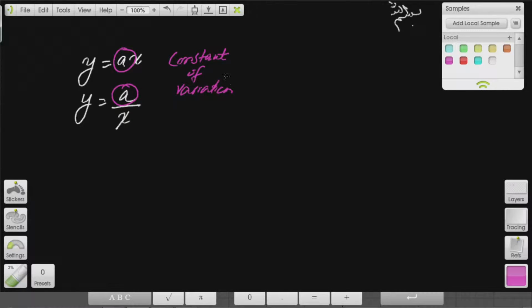In other words, a value does not change once you find out what it is, whereas x, in fact, is the independent variable. In other words, that's the input of this equation. That's the independent variable. Independent variable is another way of saying input.